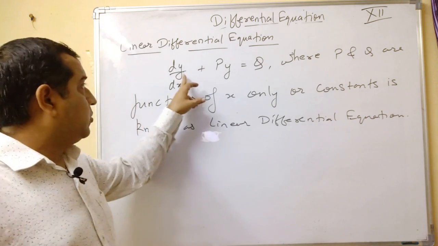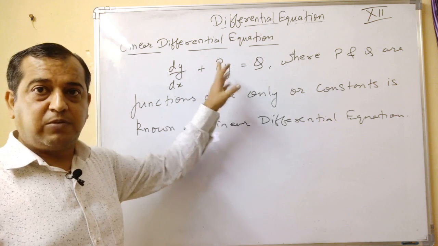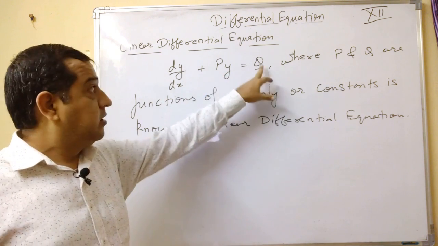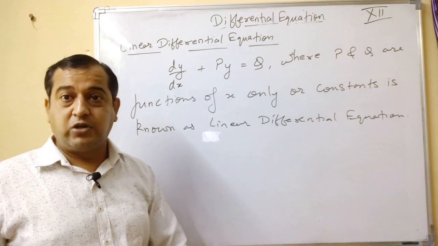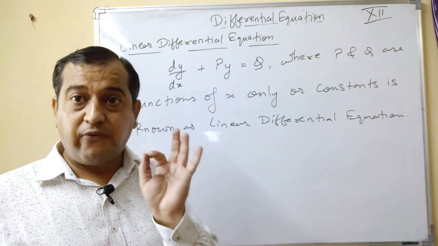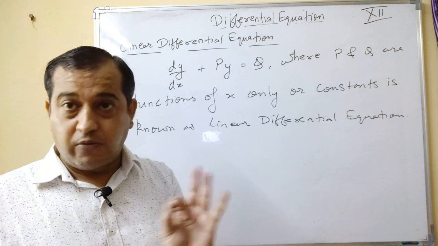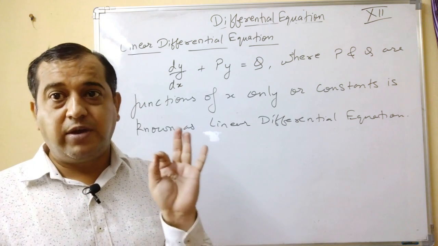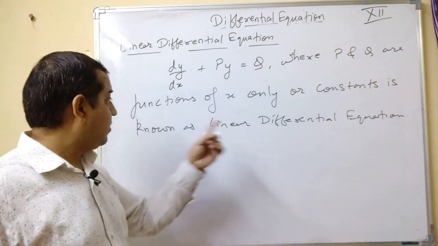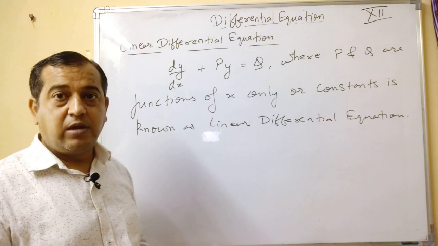Meaning first order first degree differential equation dy by dx plus py, where p is a function of x or maybe constant, is equal to q, where q is again a function of x or maybe constant. Dhyan rahe, p and q, these are functions of x only, not y. These are functions of single variable x only, or they may be constant. Okay, it's known as linear differential equation.